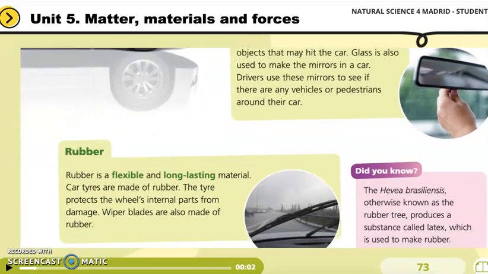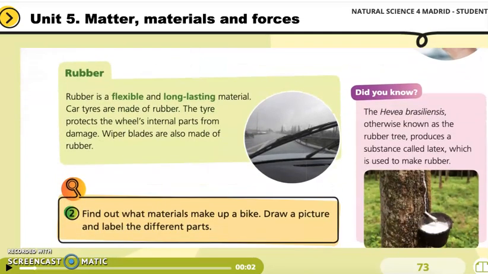And now, rubber. Everyone, rubber. Good. Now I'm going to start reading this. Rubber is a flexible and long-lasting material. Car tires are made of rubber. The tire protects the wheel's internal parts from damage. Wiper blades are also made of rubber. This is a wiper blade right here. The bottom part of the wiper clears the rain from the windshield, which is glass.